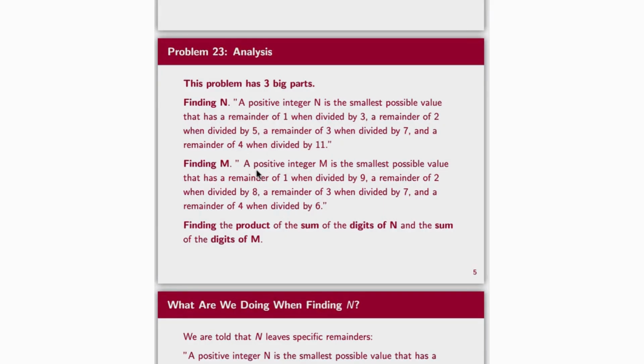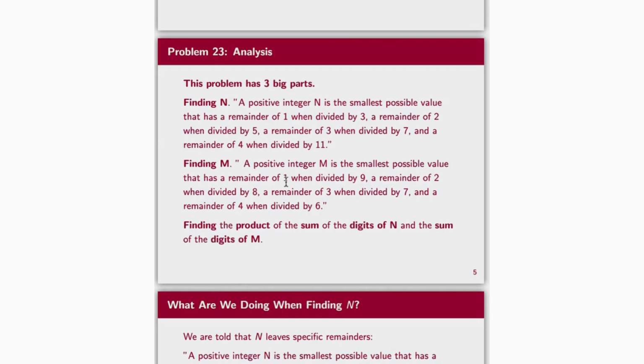We're also given a positive integer m that is also the smallest possible value that has a different set of conditions: a remainder of 1 when divided by 9, a remainder of 2 when divided by 8, and so on. And then, taking all that together, once we find m and we find n, we would find the product of the sum of the digits of n and the sum of the digits of m. So we would find n and sum up its digits, find m, sum up its digits, and multiply those two values together.